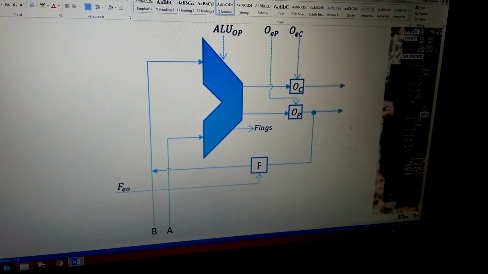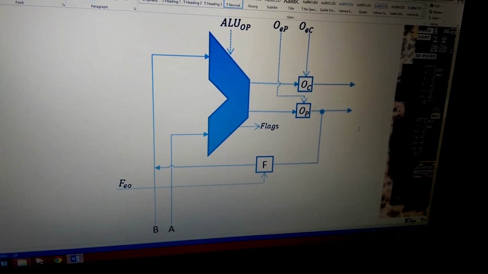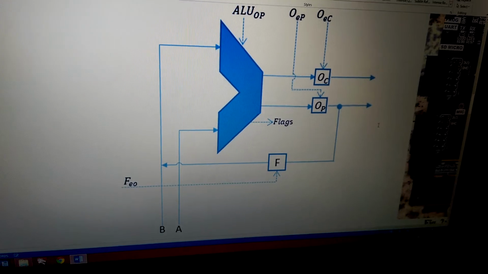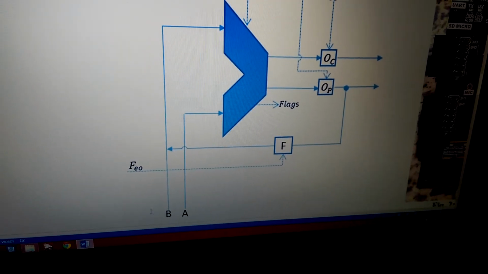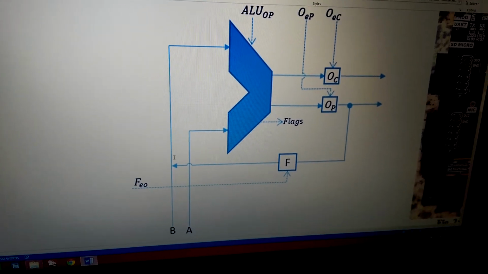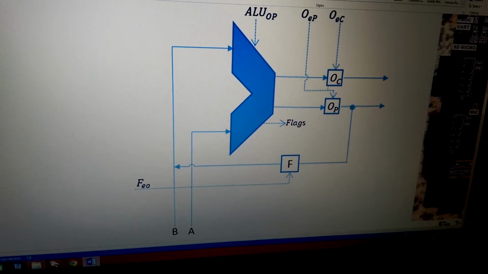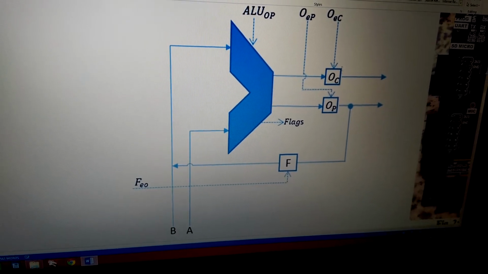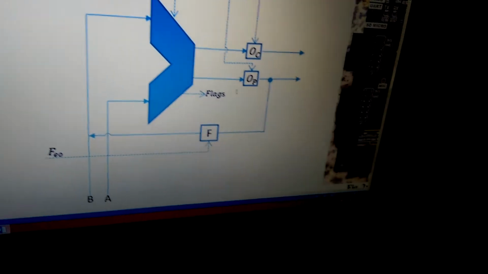I coded this ALU design in Verilog and I implemented it with an FPGA. So you can see the ALU has two 4-bit inputs and two 8-bit outputs. One of the outputs is the output for the current operation. The other one is the output for the previous operation.